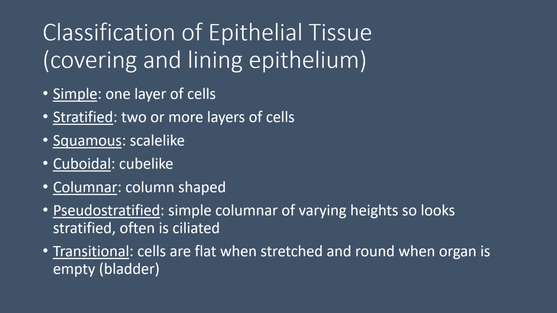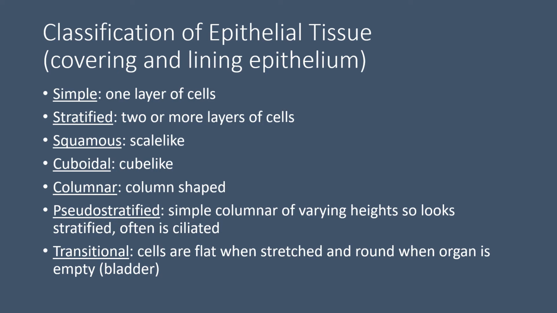Transitional is where the cells typically are round when the organ is in one type of situation. An example is the bladder. When the bladder is empty, the cells are going to look round. But when it's stretched out, the cells actually look flattened. So they change their shape. That's why we call it transitional.